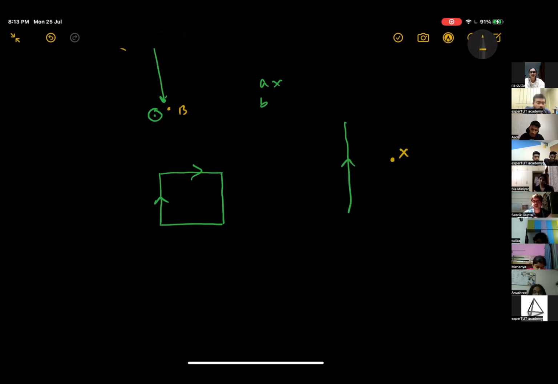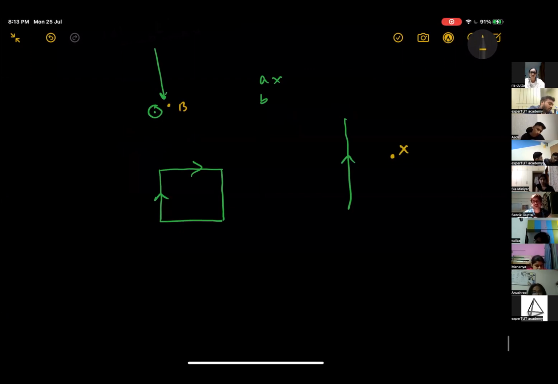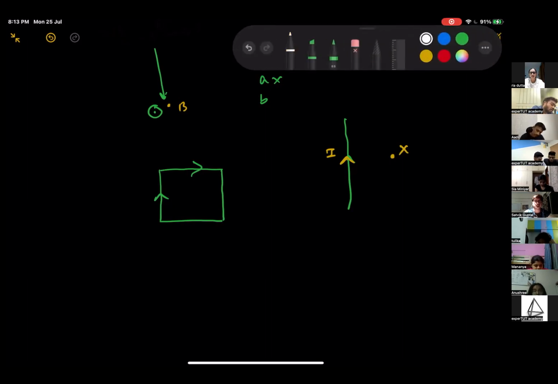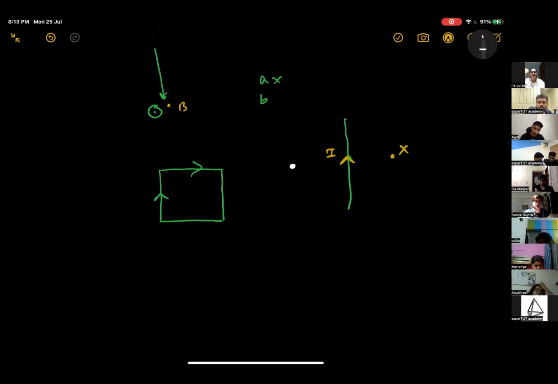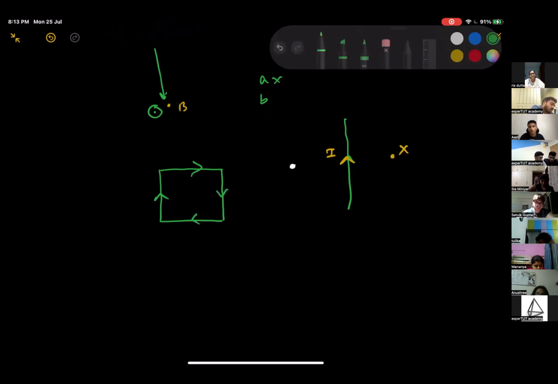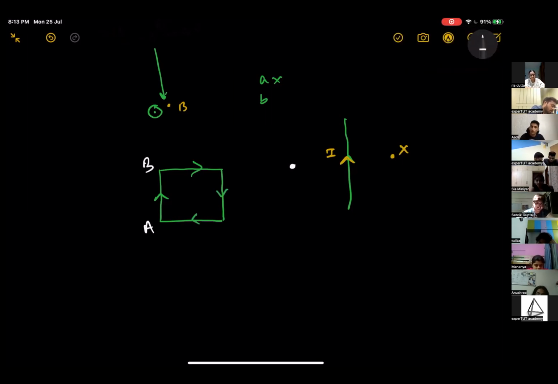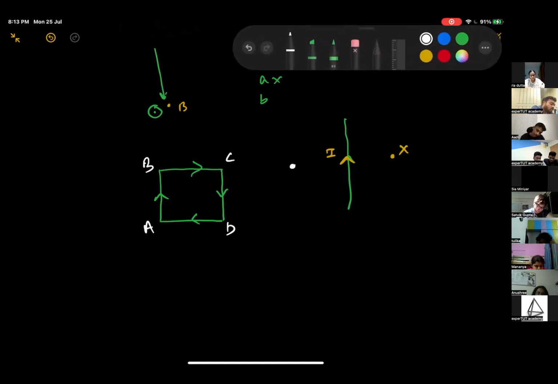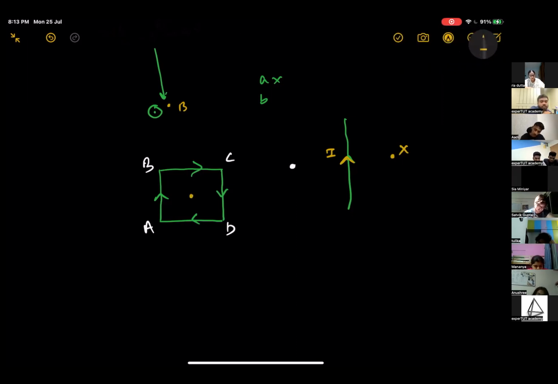Could you repeat this part? I didn't understand. There is a current going like this in a wire. The magnetic field at the yellow point is going into the plane. And magnetic field at the white point is coming out of the plane. Right? Fine. Now, suppose there is a current like this in a loop, and the loop sides are ABCD. I'm asking you what is the magnetic field at the center point.